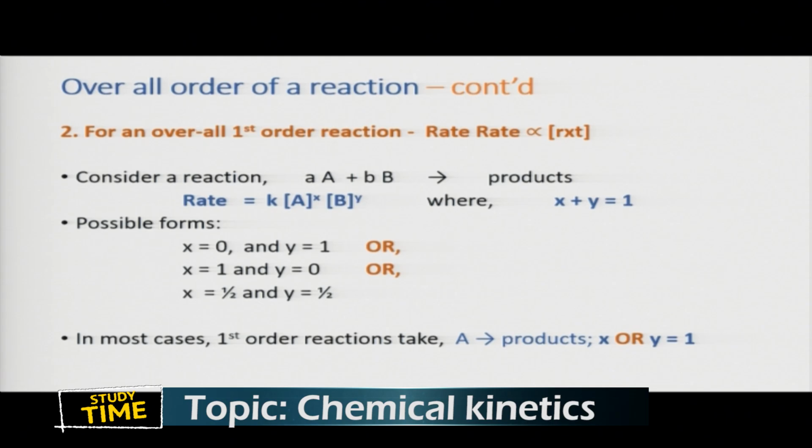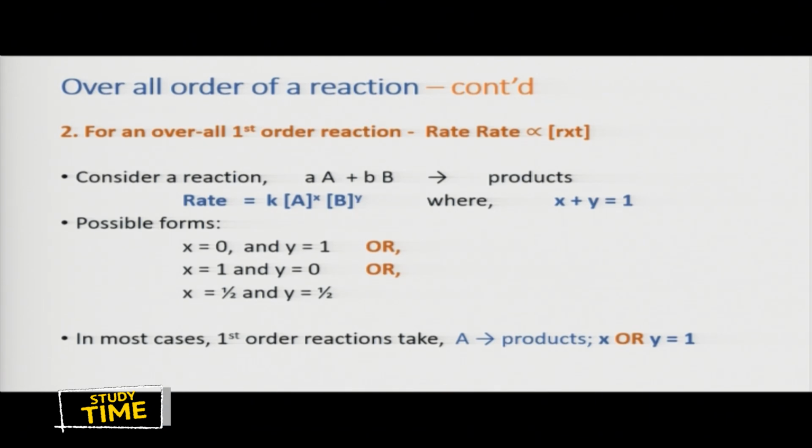Now let's go to the first order. Overall, that is a crucial part. Overall meaning the sum of all the orders in a reaction should be equal to 1. Same way, X plus Y should be 1. Similar permutations: to get 1, you either have X as 0, Y as 1, or X as 1, Y as 0, or halves in each case. But in real experimentations, mostly the overall first order follows this category.